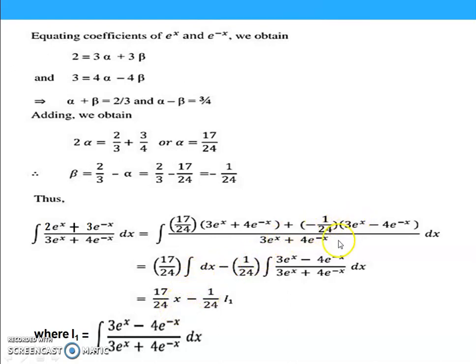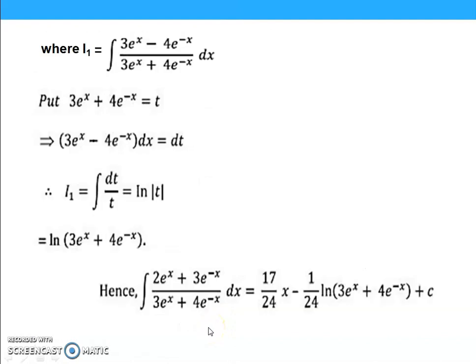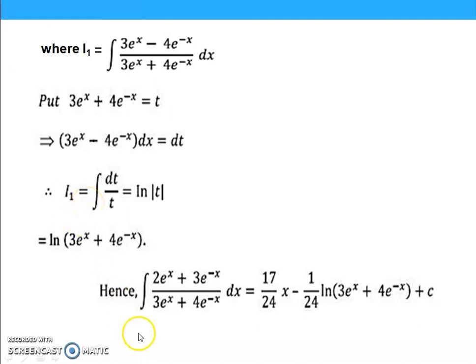But in the second part, I can see the coefficients are now same, but the sign is different. So I've written this integral as I1. And to evaluate I1, we are substituting the denominator as t. Taking the derivative, again, I can see that it is the same as that of the numerator written over here. So integral of I1, that is 1 over t, integral is natural log mod t. I've substituted its value back and I can see that the value of the now given integral is this result.